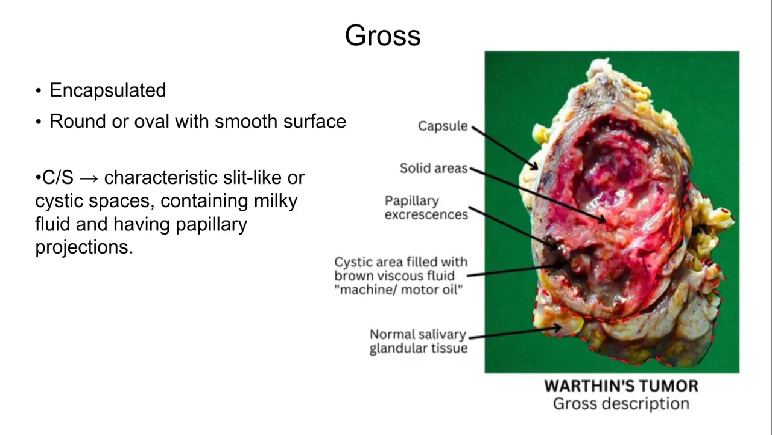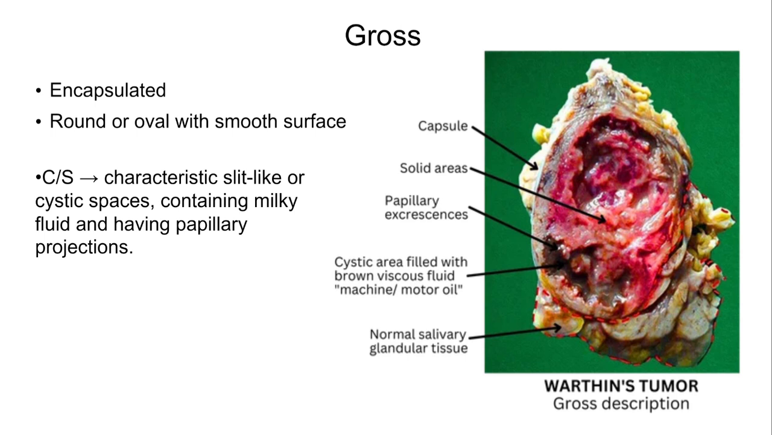Now we will be dealing with gross features of Warthin's tumor. It's typically encapsulated, meaning it is well defined and separated from surrounding tissues. This encapsulation often results in a round or oval shape with a smooth surface, which is relatively easy to identify during examination.